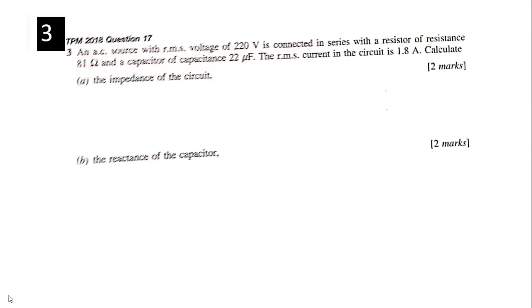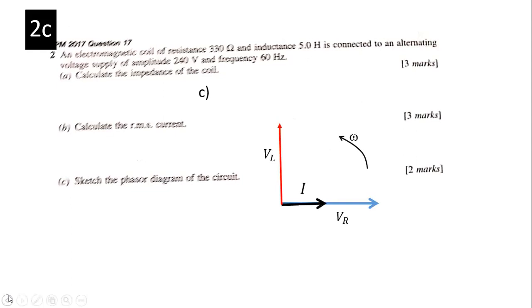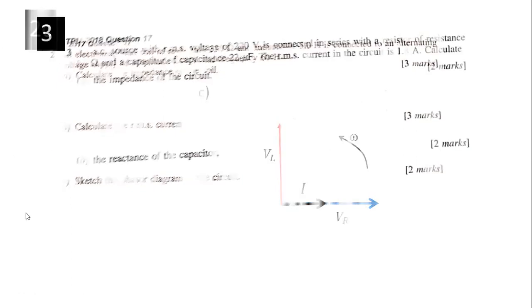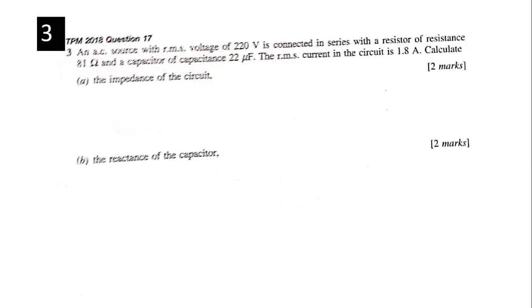Okay with that? All right, let's go to number 3. An AC source with root mean square voltage 220 volt is connected in series with a resistor of resistance 81 ohm and a capacitor 22 microfarad. Root mean square current is 1.8 ampere. Calculate the impedance.